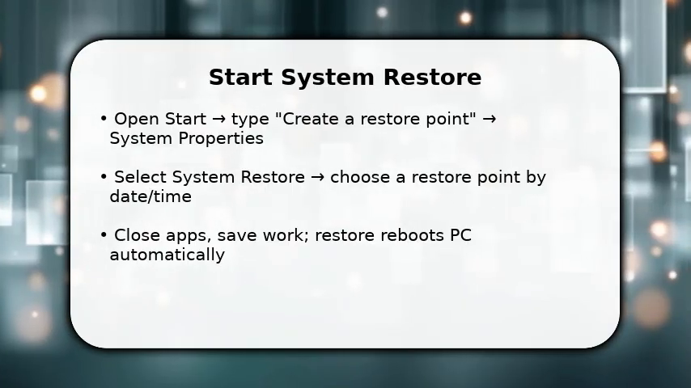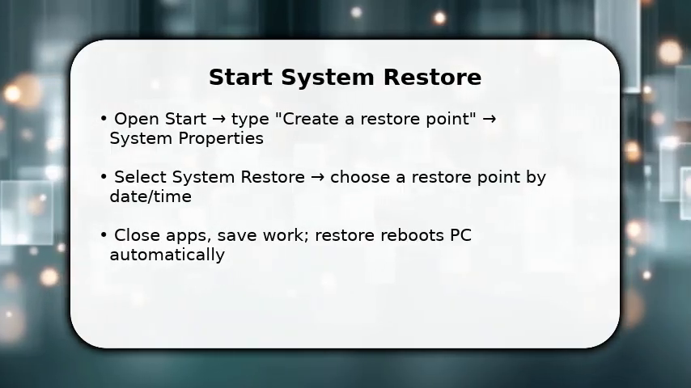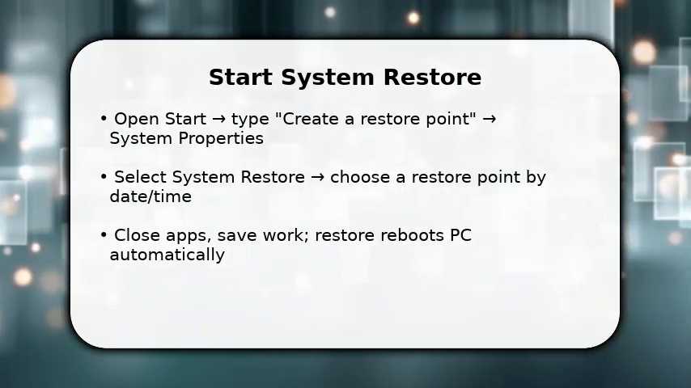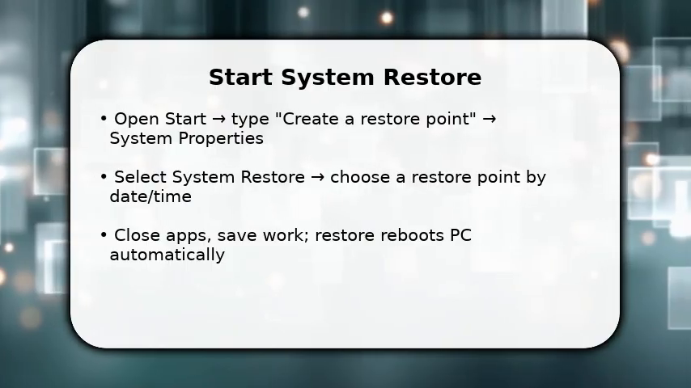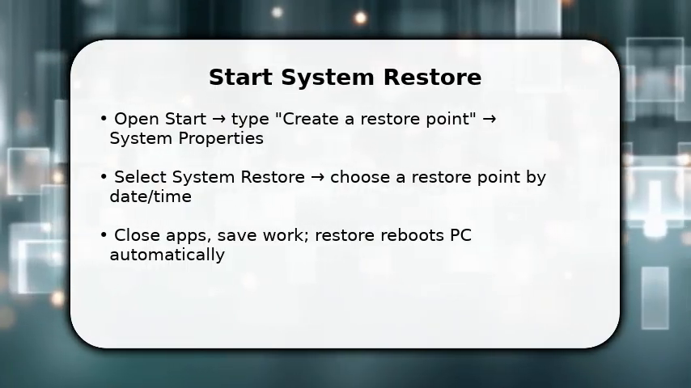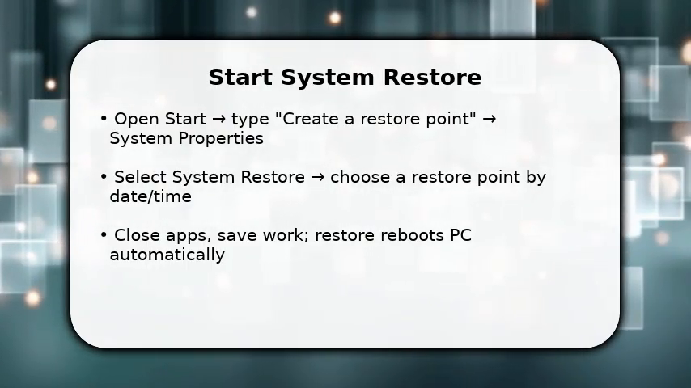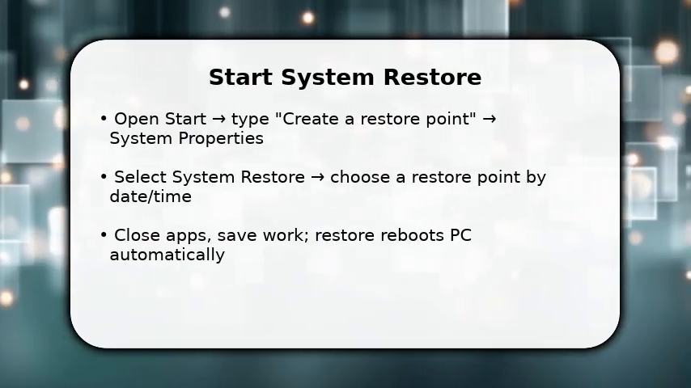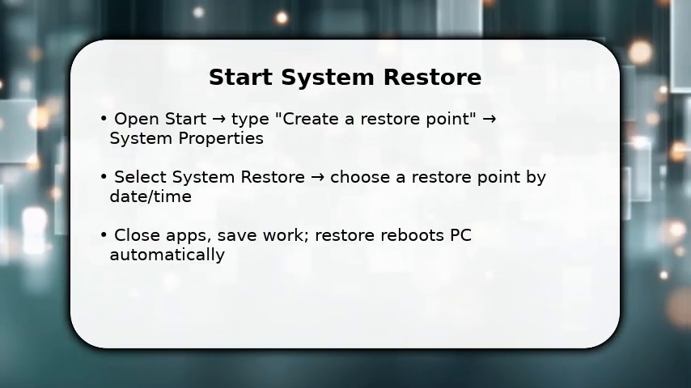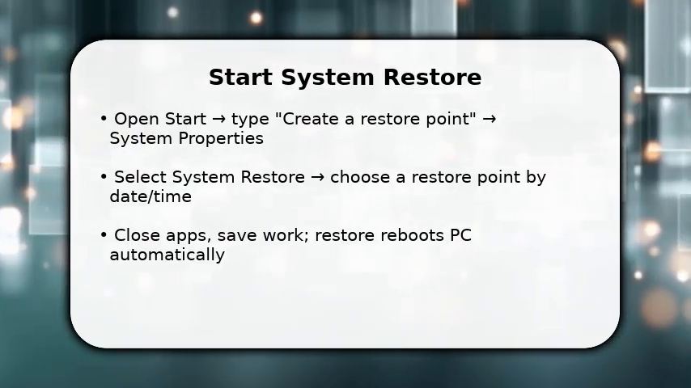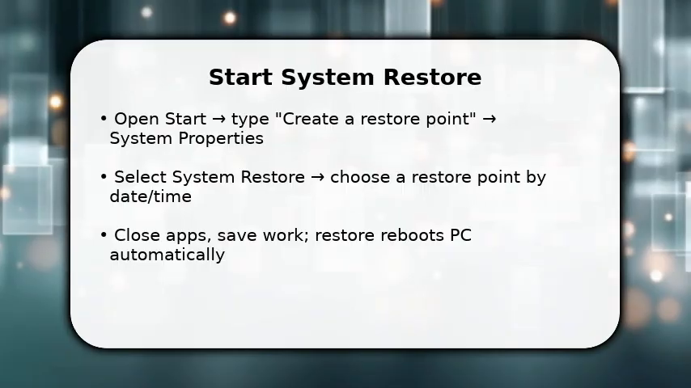You begin by opening System Properties and launching System Restore. This reverts system files and settings to a previous snapshot. Once done, pick a restore point that predates the issue and read its description to confirm relevance. Make sure you save any open work because Windows will restart. Closing background apps reduces conflicts.